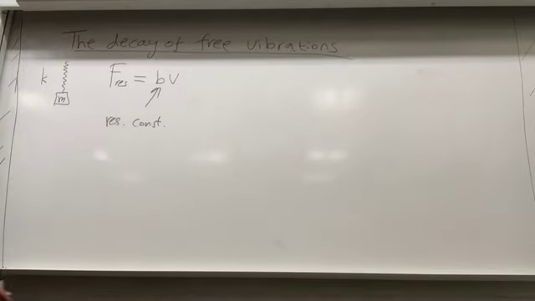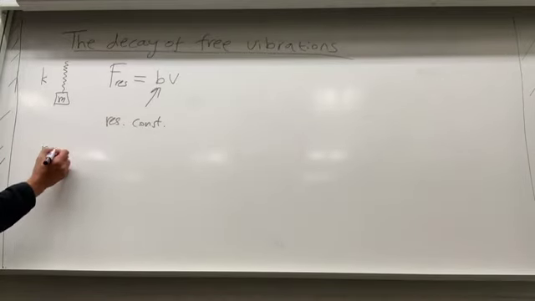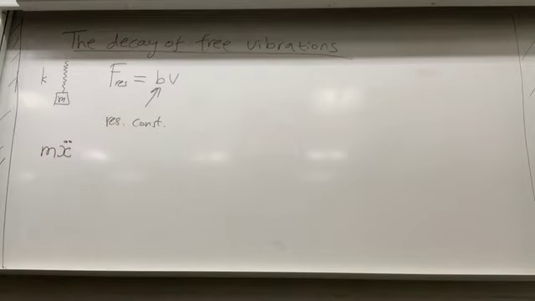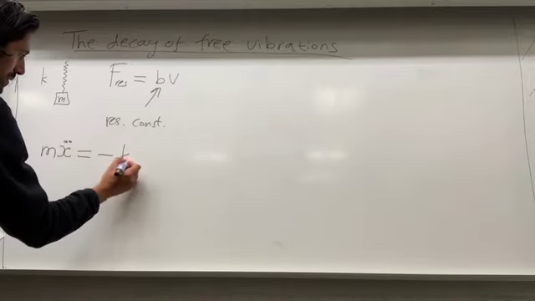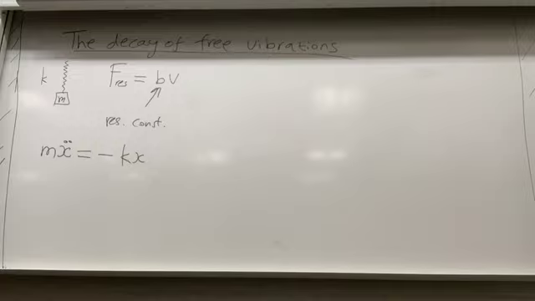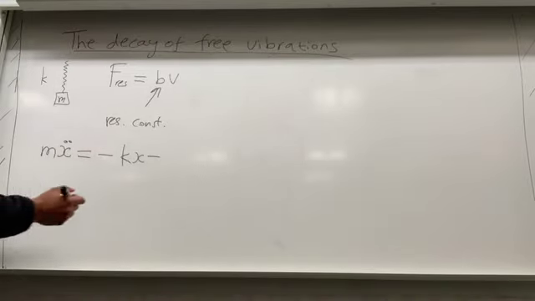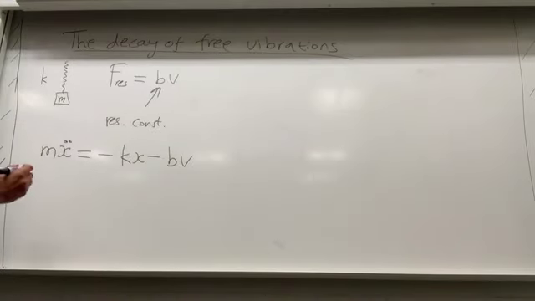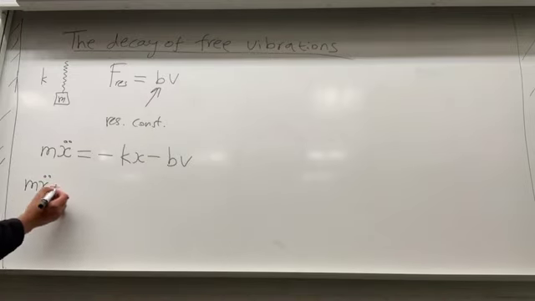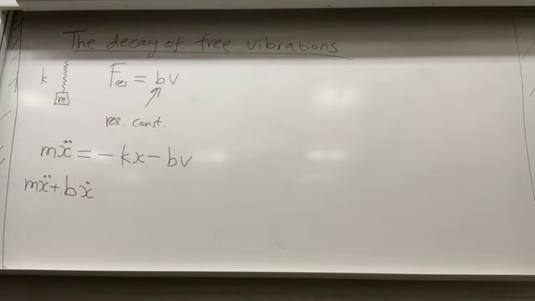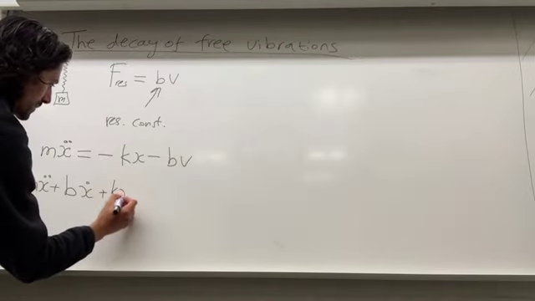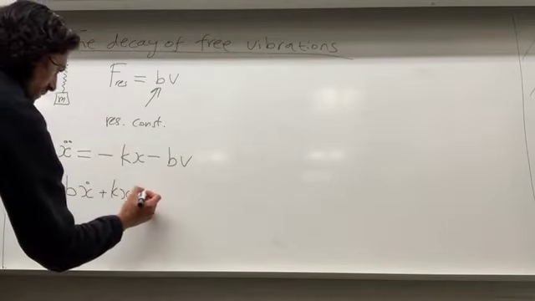All right, let's write the equation. It would be m x double dot, F equals ma. On the other side we have the minus kx for the spring and minus b times v. Now I bring everything to the left side, so we have m x double dot. Let's bring this first, plus b v, the velocity, that would be x dot, plus kx equals 0.